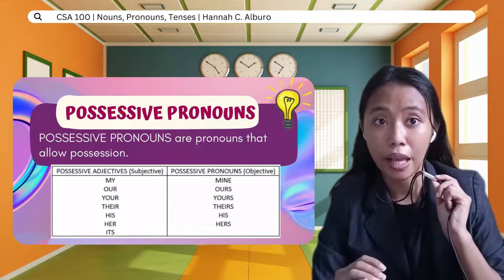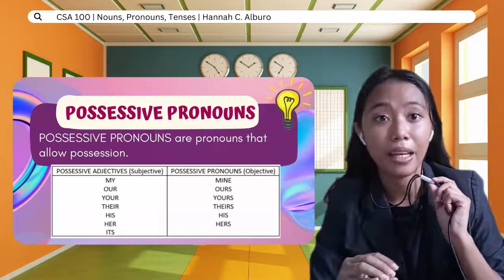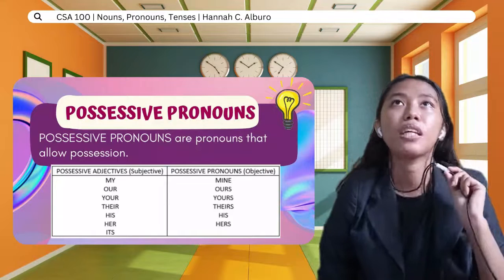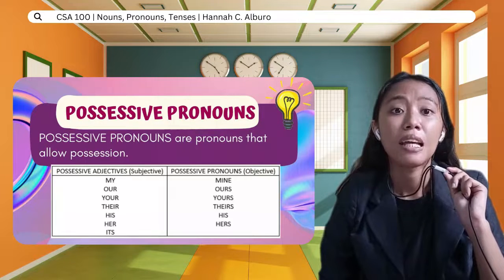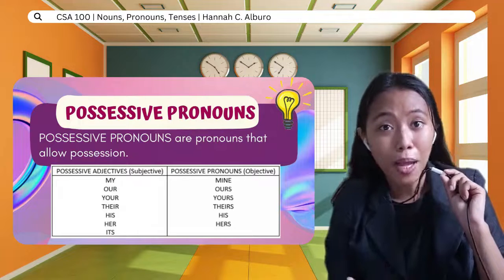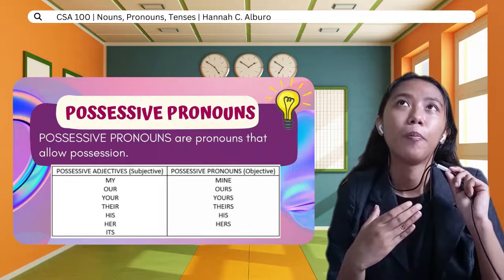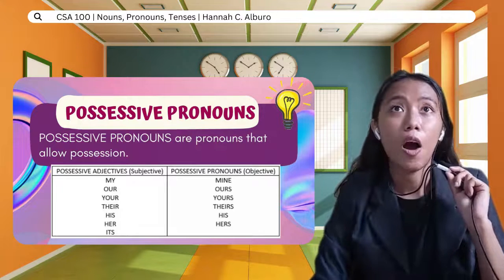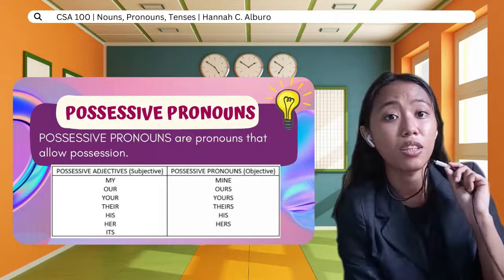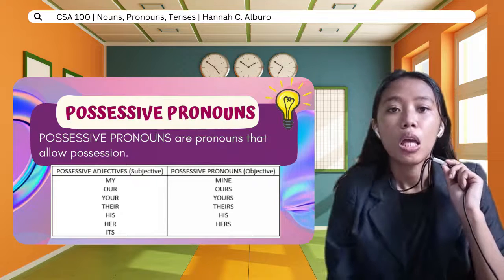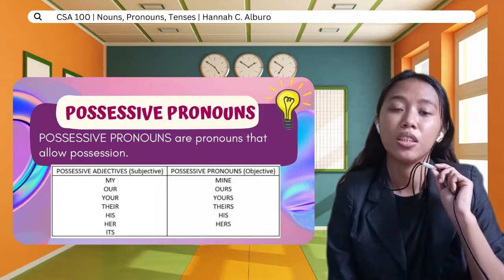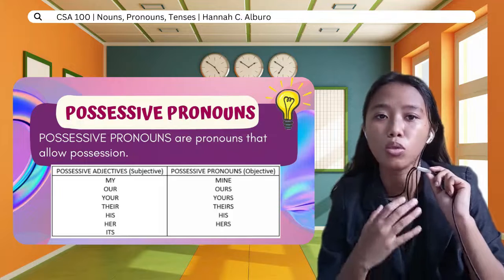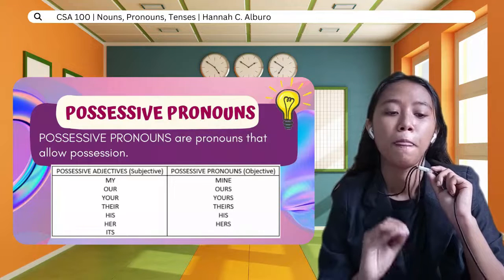the pronoun my becomes mine if it is used in objective form. Take for example, this is my book. The possessive adjective there, my, qualifies who owns the book. It is also called a possessive adjective because it tells who owns the book.